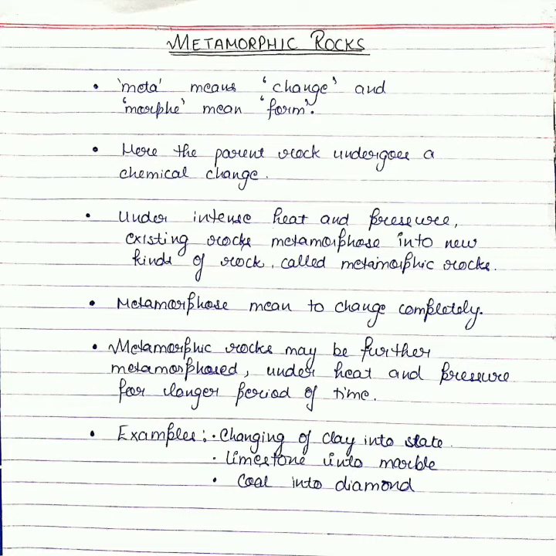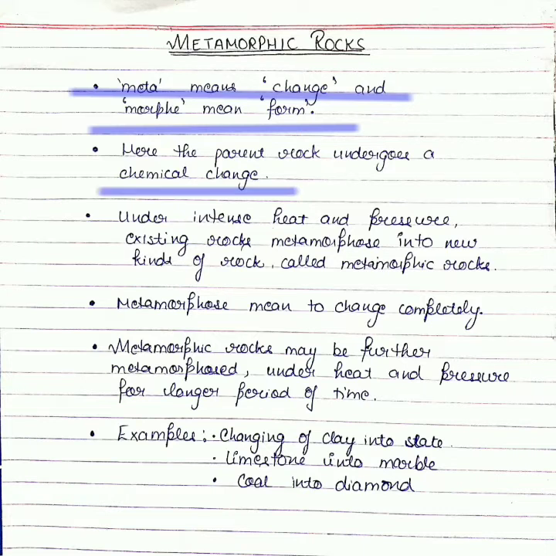Another type of rock is metamorphic rock. The word metamorphic is derived from the Greek word meta, which means change, and morph means form. Here, the parent rock undergoes a chemical change. Under the intense heat and pressure, existing rocks metamorphose into new kinds of rocks called metamorphic rocks. Metamorphose means to change completely.